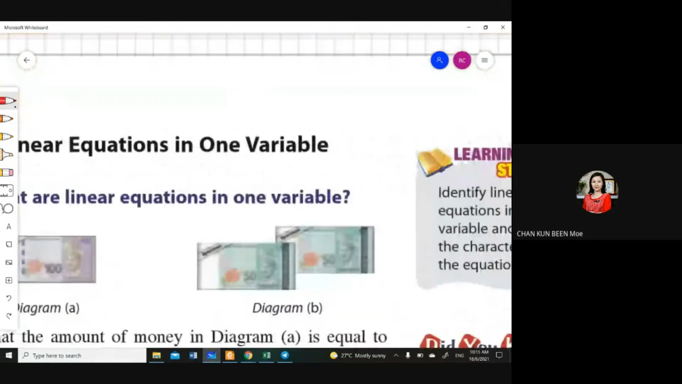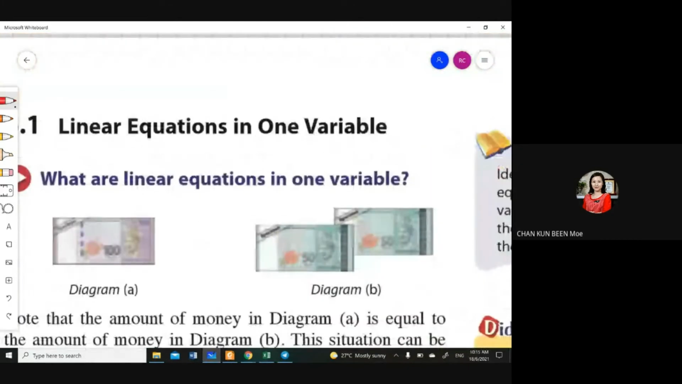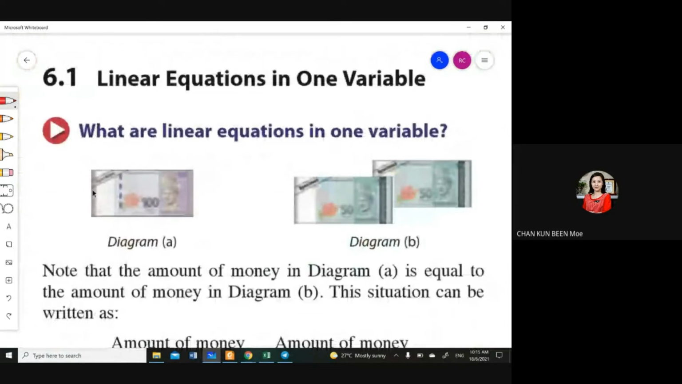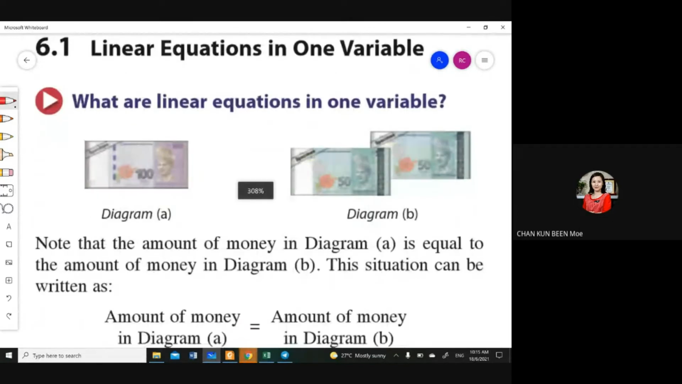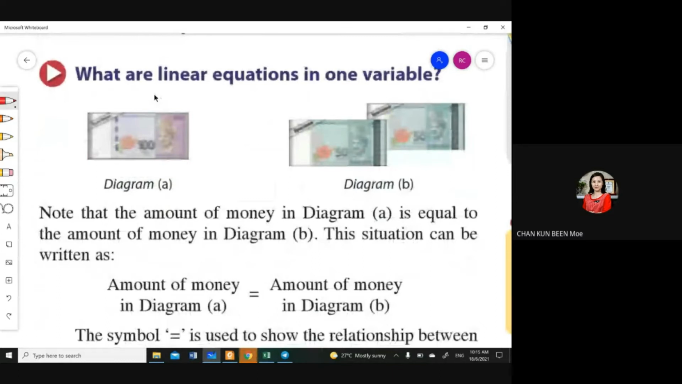Okay, so first we are going to look into linear equations in one variable. So what is this, class? Can you identify what is this? 100 ringgit, right? And then this is also 100 ringgit, right? 50 plus 50. Okay, so they ask you to see that the amount of money in diagram A and the amount of money in diagram B over here is equal. So this situation can be written as the amount of money in diagram A is equal to the amount of money in diagram B because both consist of 100 ringgit.